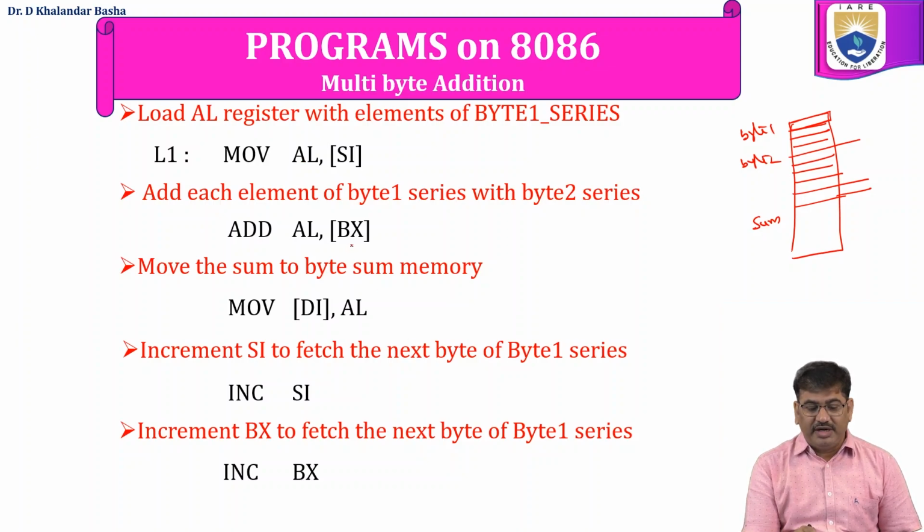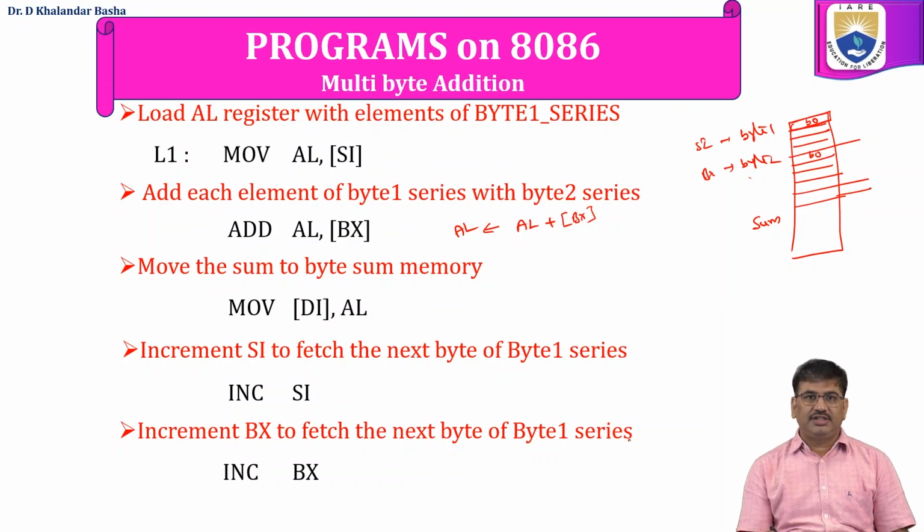Next, the second byte which we are having is BX. This BX is pointing to byte 2, SI is pointing to byte 1. So byte 0 of the first data and byte 0 of the second data we are going to add by using ADD AL, [BX]. So this instruction will add the AL contents with the contents of the memory location which has its address in the BX register. The result will be stored in the AL register.